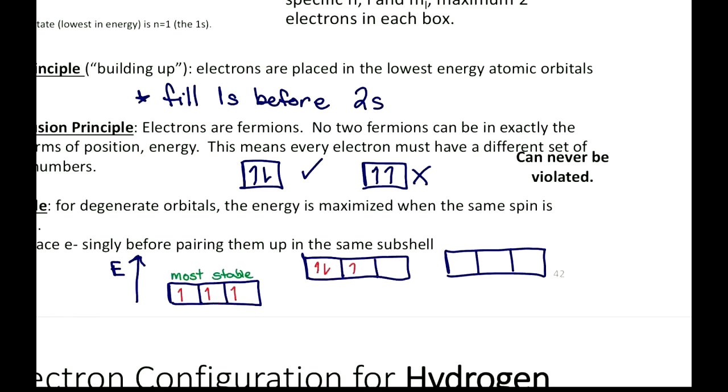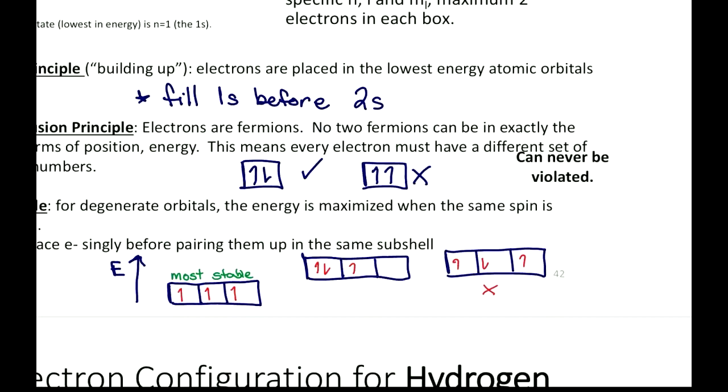Another way you can screw up Hund's rule would be something like this. You want them all dancing in the same direction. That's the most favorable, the most stable arrangement energetically. You don't want to do that, where one electron is spinning the opposite way. That requires a little extra energy to get that electron to spin the opposite way.